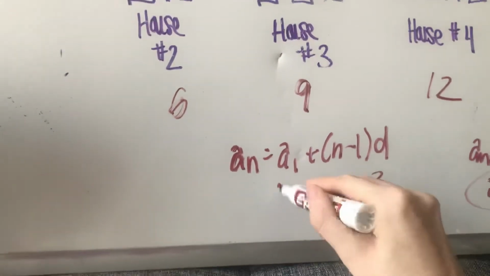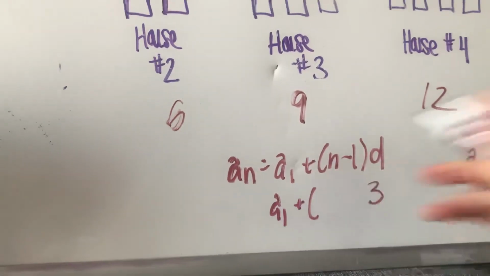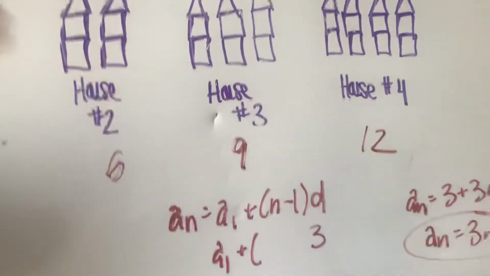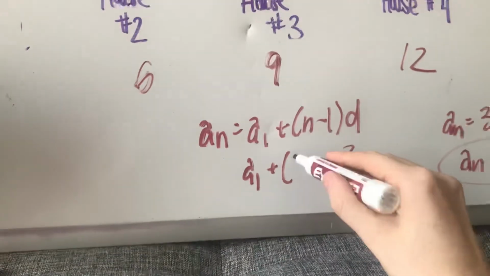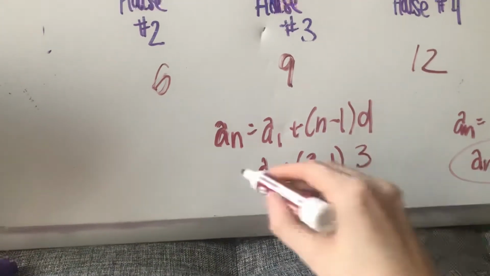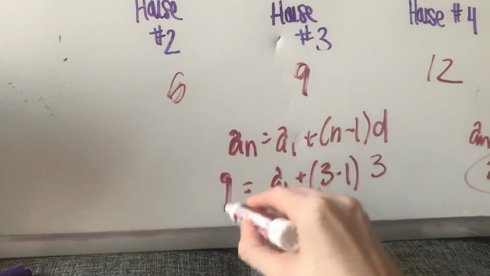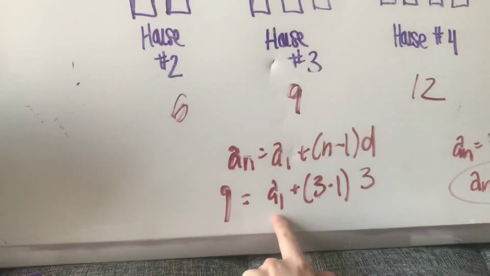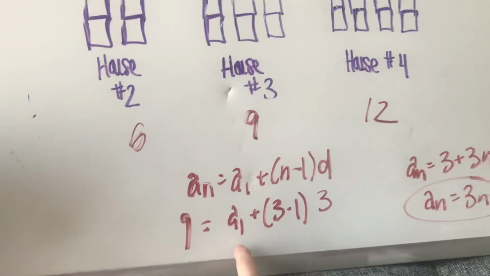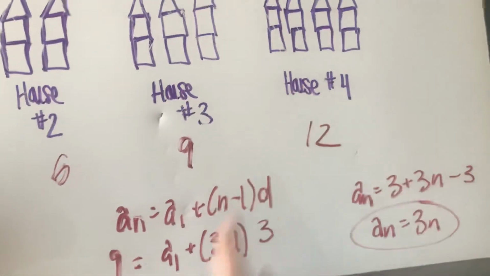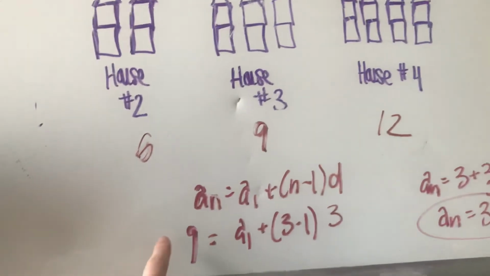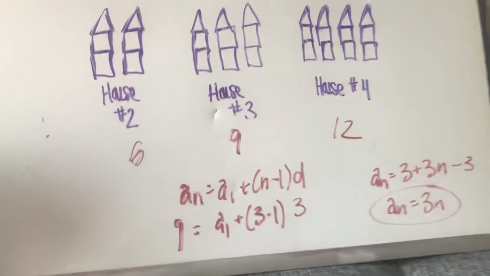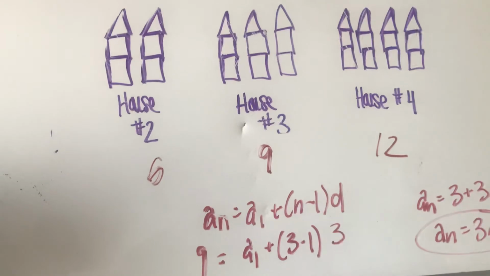I don't know what a of 1 is, but I also know, for example, my third term is 9. Since that's the case, I could plug in 3 for n, and I could plug in 9 for the value of a of n, and that allows me to solve for a1. You could have done the same exact pattern by plugging in 4 for n and 12 for a of n, and then solving for it. So you do not need to include the first term, and I would prefer if you did not.